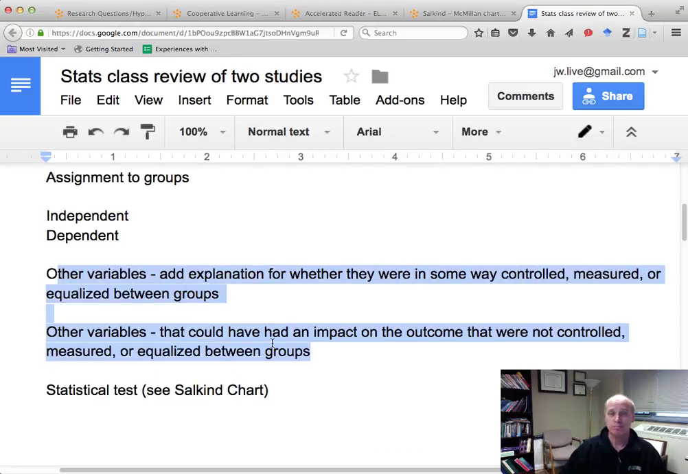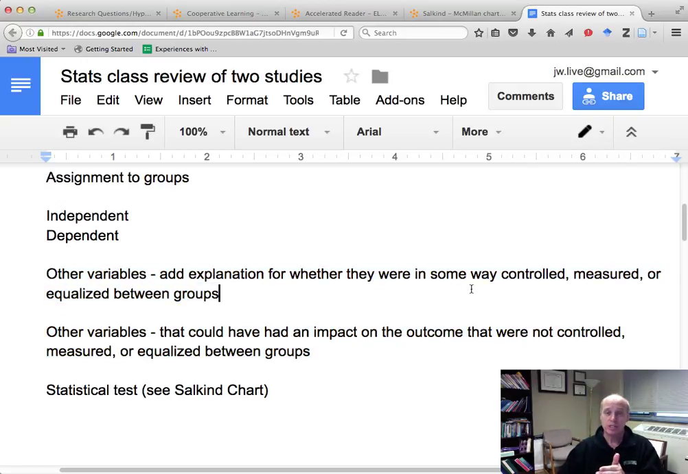Other variables, and I want you to add an explanation when you identify a variable. So in other words, you're going to put in a variable like prior knowledge and add an explanation about it. Is it being controlled, measured by the researcher, somehow taken accounted of, so that they're equalized between the two groups, and that extraneous variable is not upsetting the possible conclusions of the article?